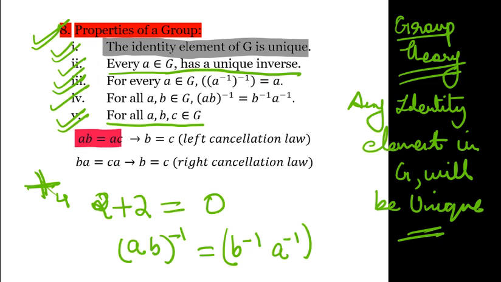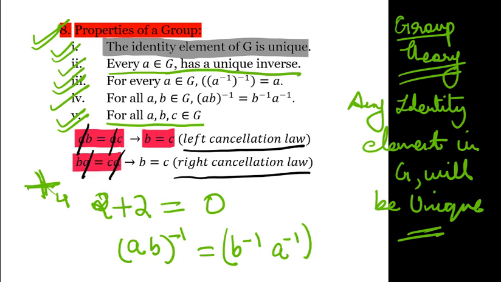So AB is equal to AC. That implies B is equal to C. It's called the left cancellation law. Why left cancellation law? The left A's are getting cancelled out. Now if you go on to the next one, this is called the right cancellation law, because the A's at the right hand side are getting cancelled out. So there is a left cancellation law and there is a right cancellation law.